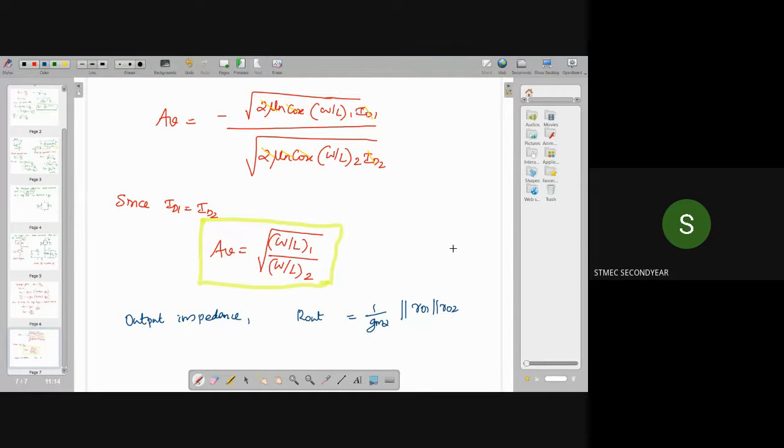Okay. So these are the two common source configurations with the active load. One was with the current source load and the second one is with the diode connected load. In both cases, you have to analyze the small signal equivalent circuit to find the voltage gain. Okay. Are these two configurations clear?